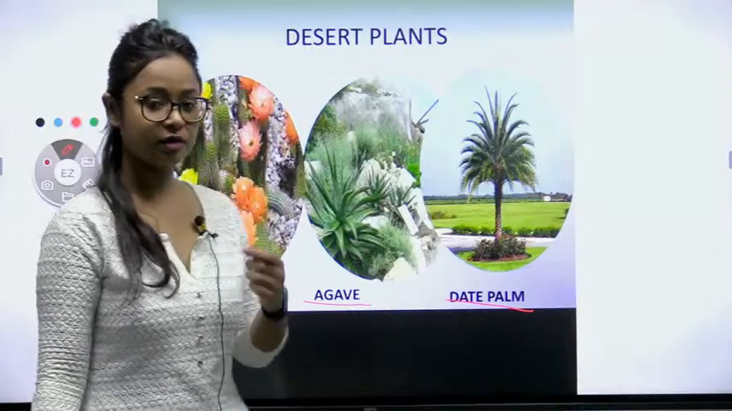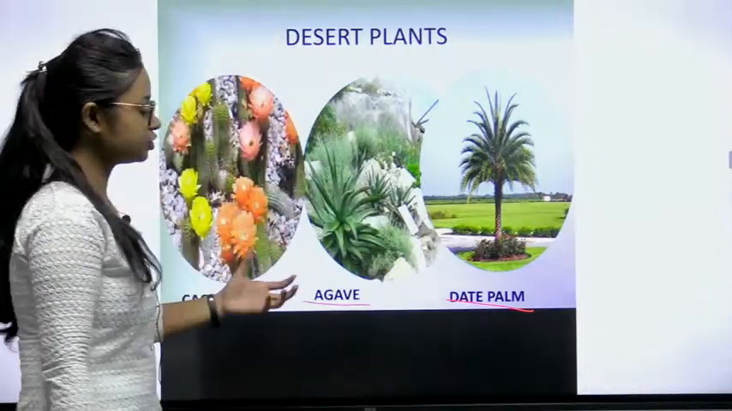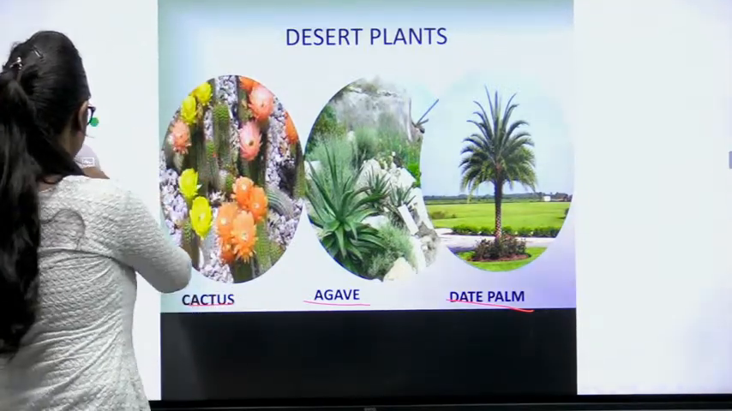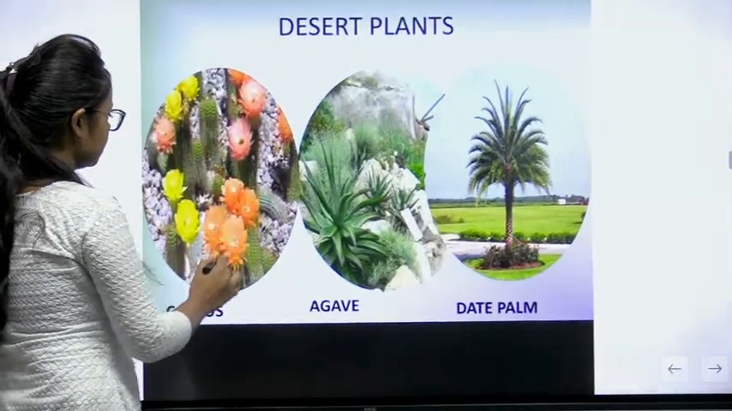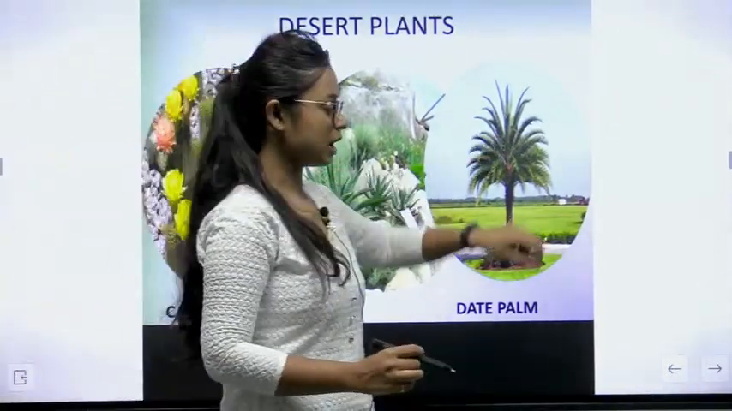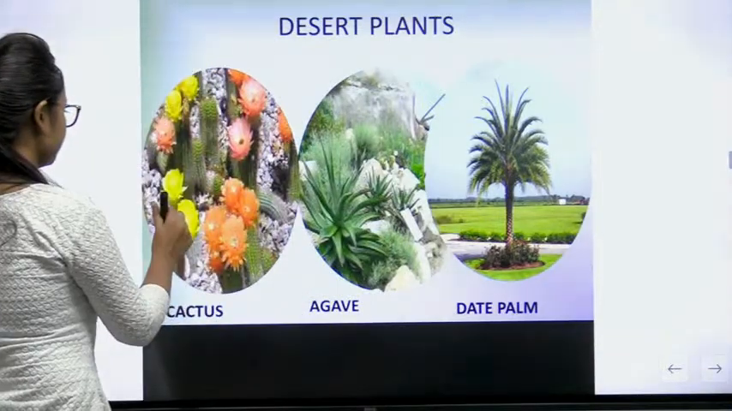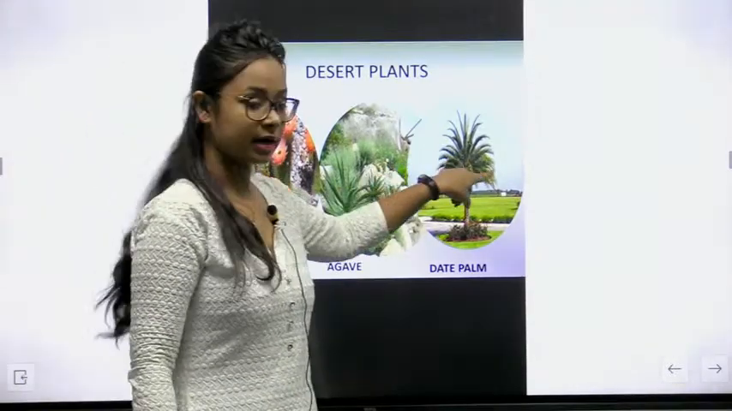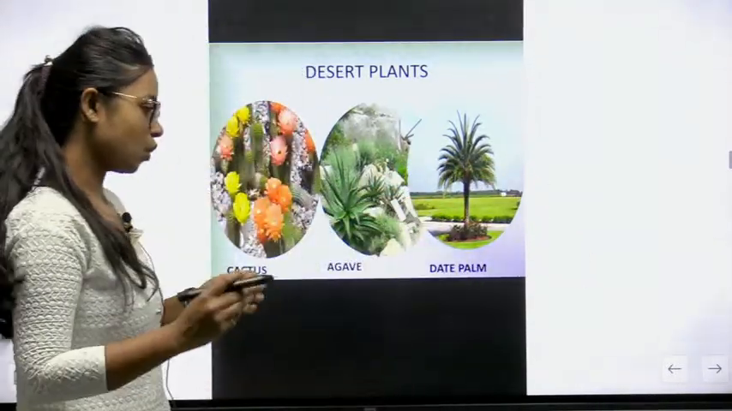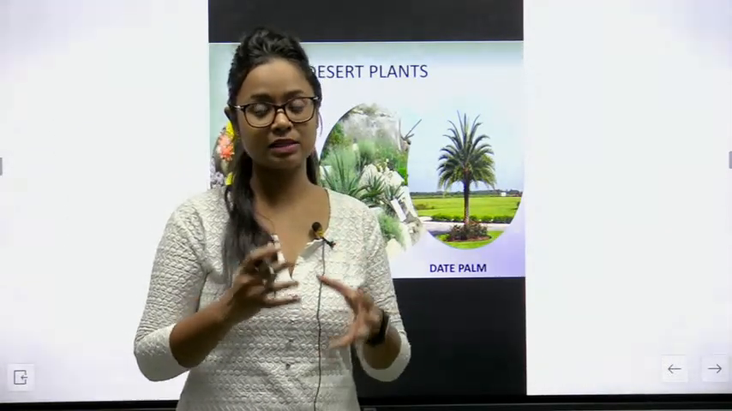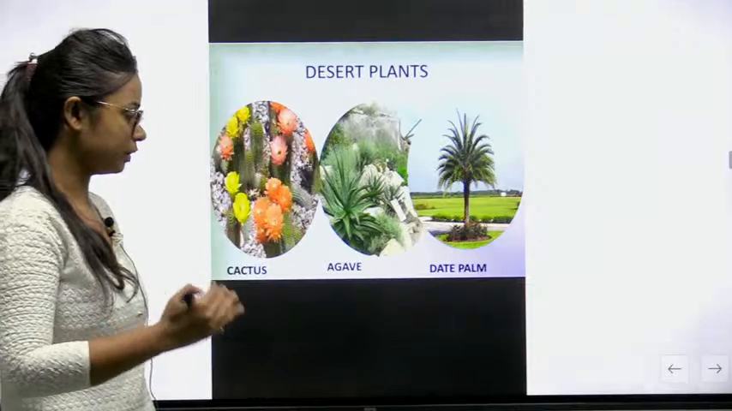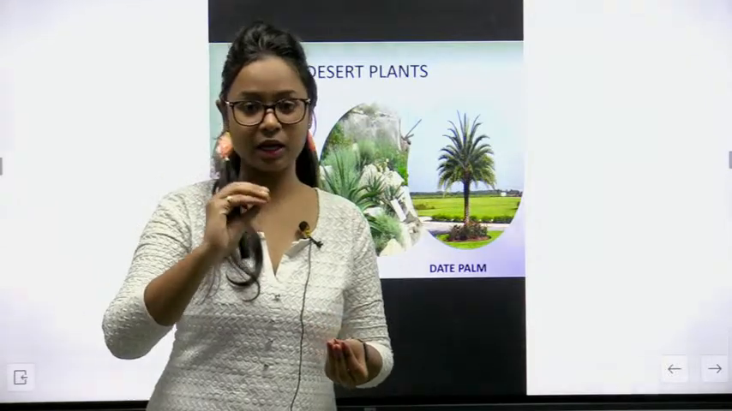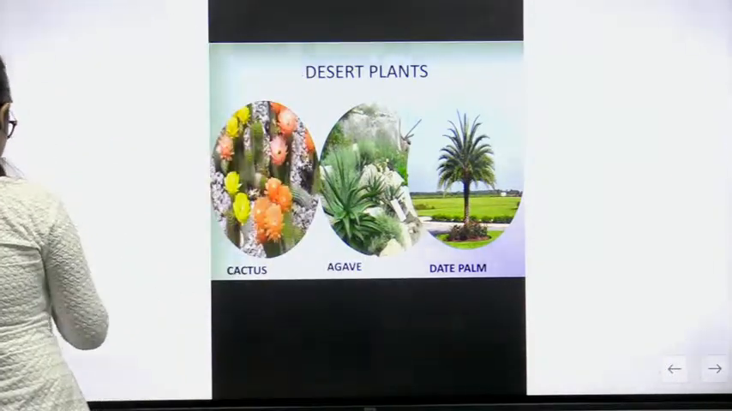Now what are the special features in them? What are their adaptations? First of all, their spines. You can see on this picture, their leaves are in a spine-like structure. Why? Because you all know in a desert area there is a very small amount of water available. So what they do, they just turn their leaves into spines. Okay, so this is the first adaptation.